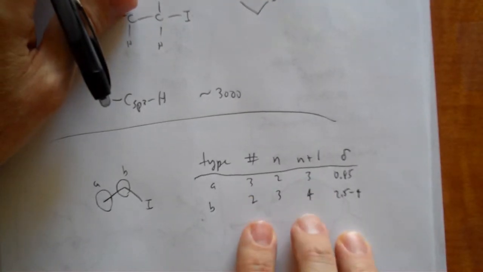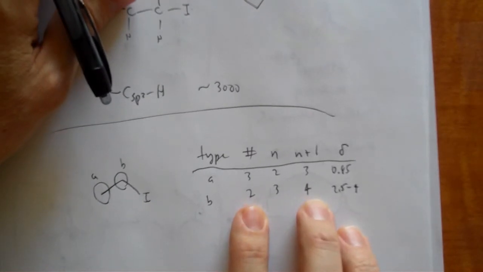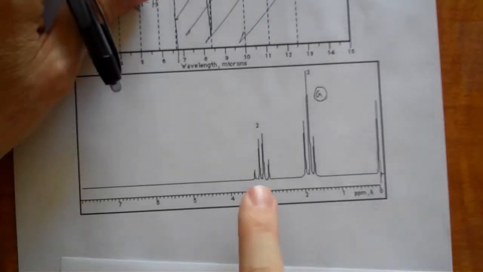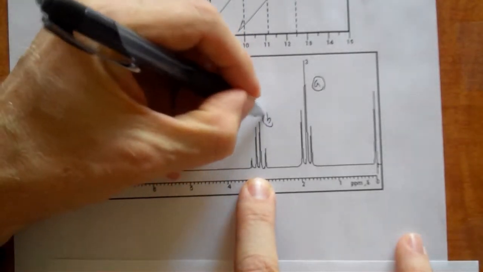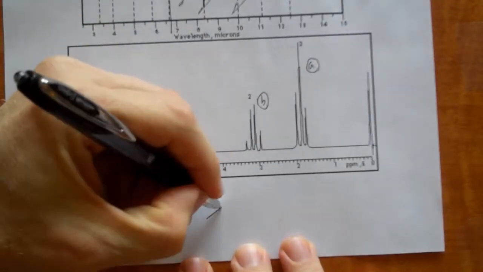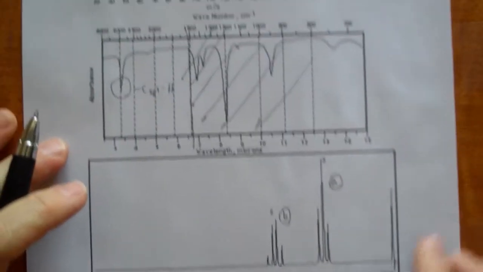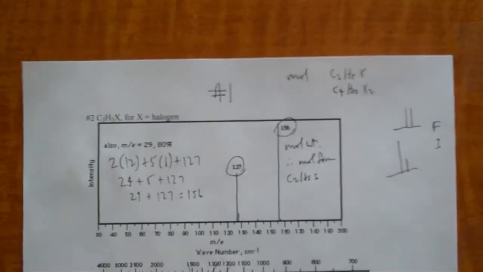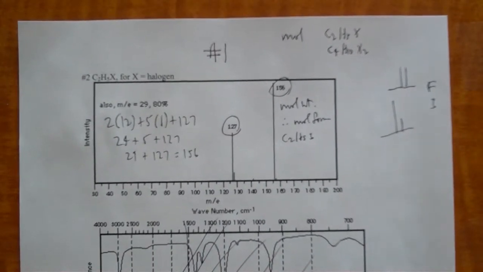Okay? Now we're also looking for a quadruplet, which has an area under the curve of 2. And that's going to be further upfield. And that's exactly what we have. A quadruplet, which is 2. So that's going to be B. Okay? And so the structure is that. Boom. And that's 100% on that question. If that were the question you got in the exam, that's exactly the steps you would take.